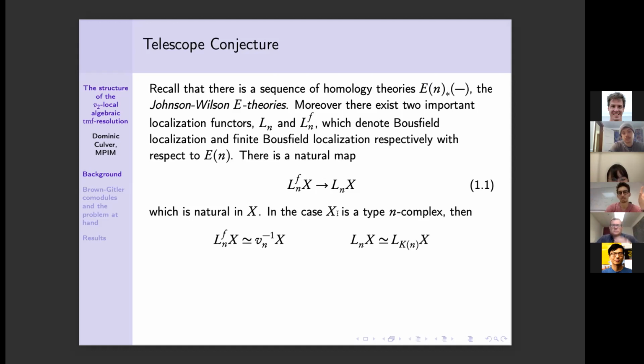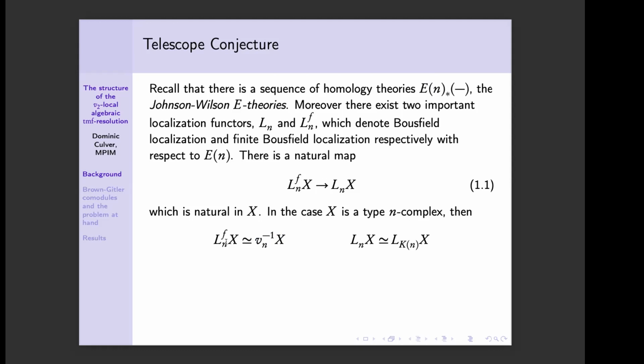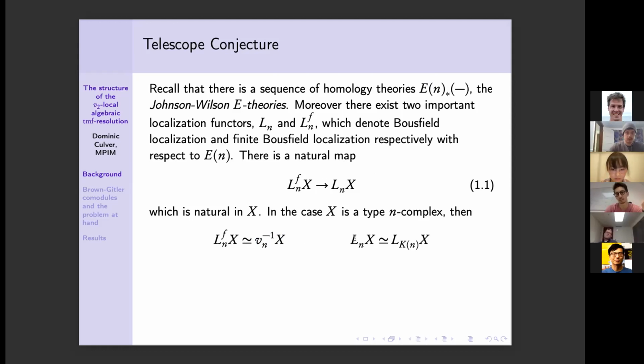So if X is a type n complex, remember that means that when I evaluate En homology on that thing, what it means for X to be a type n complex is that there's a self map of X so that when I evaluate it on En homology, that's just multiplication by some power of vn. Then I can invert that self map, and that's what this thing on the right hand means. So in the case that X is a type n complex, the finite localization is this very nice telescope thing, this very standard kind of thing. And on the other hand, the usual Bousfield localization is just the Kn localization.